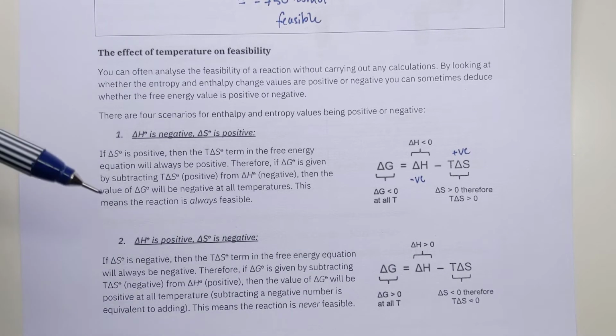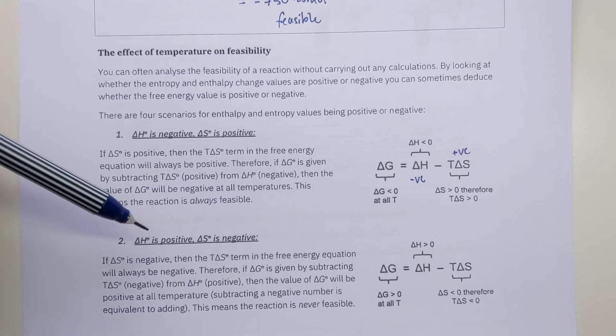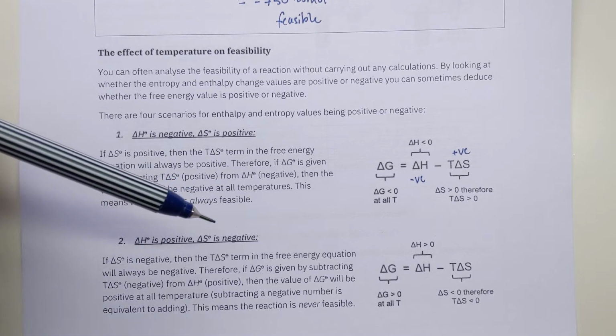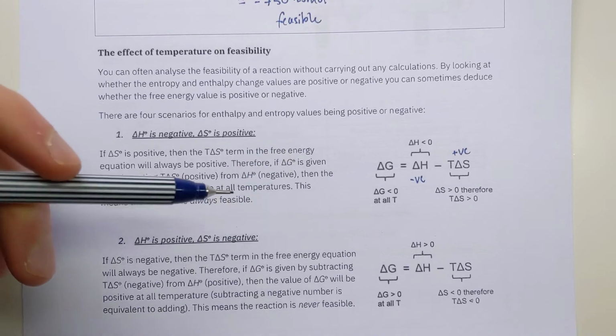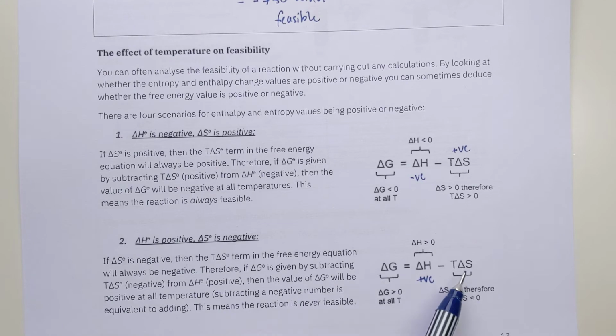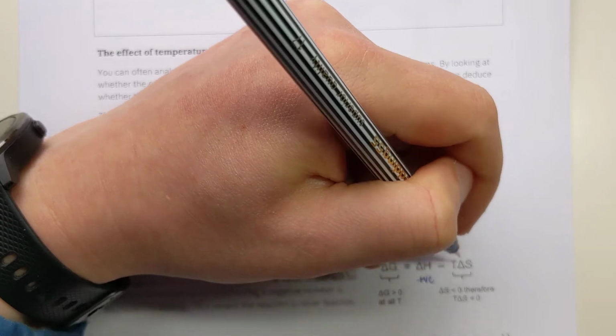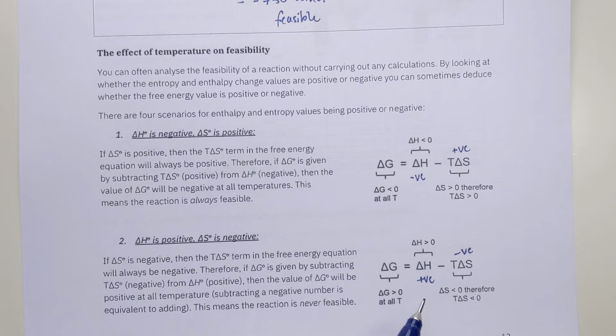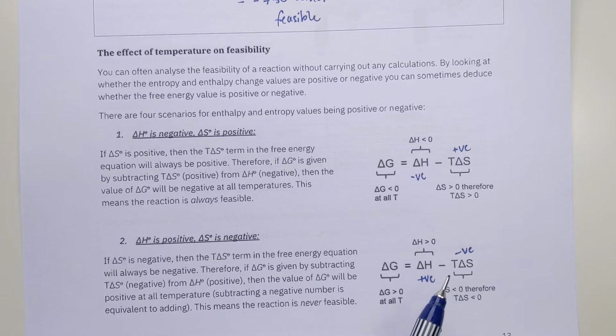Second one is the opposite. If delta H is positive, endothermic, but delta S is negative, so entropy is decreasing, let's look at the effects. Delta H is a positive value now, and delta S is a negative value now. So T delta S is now negative, and the effect of minus T delta S is that you're adding a positive value, because the minus sign changes it to positive, to an already positive value. It's just going to get more positive. It's never going to end up being negative. It's never going to be feasible.